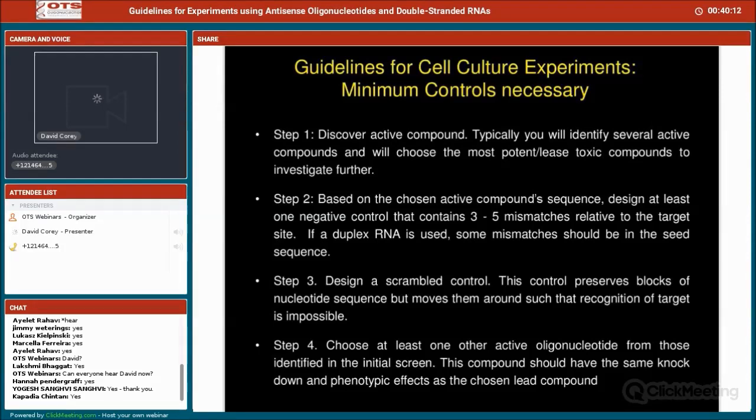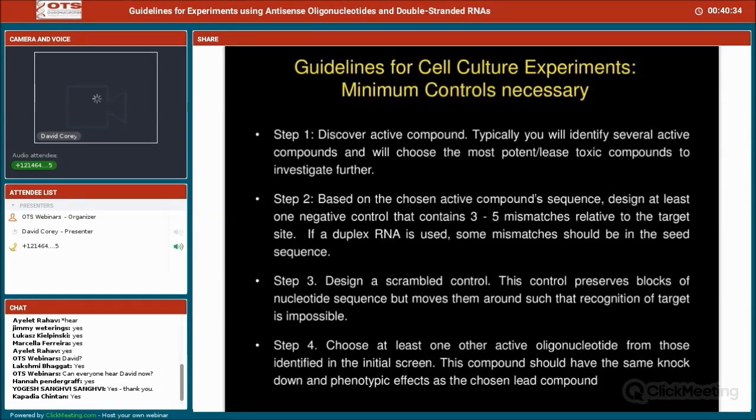Okay, so guidelines for cell culture experiments. What's your first step? Your first step is that you need to discover an active compound. If you don't have a compound that's active, there's actually not much point in doing a lot of controls. You want to see something that's exciting first.